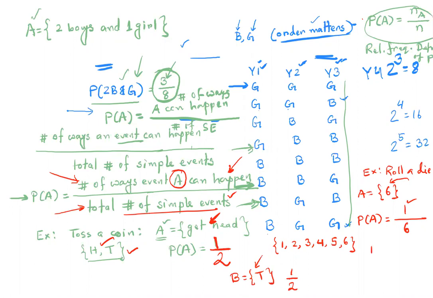Now, if I define event B as getting 3, what is the probability of event B? Can somebody help me out? Number of ways you can get event B, which is 3, right? How many ways can you get a 3 when you roll a die? Only one way, divided by the total number of simple events, which is 6. You can see how we can go back and forth between these two definitions. I hope that it makes a little bit of sense. Hopefully, it'll get better and better.